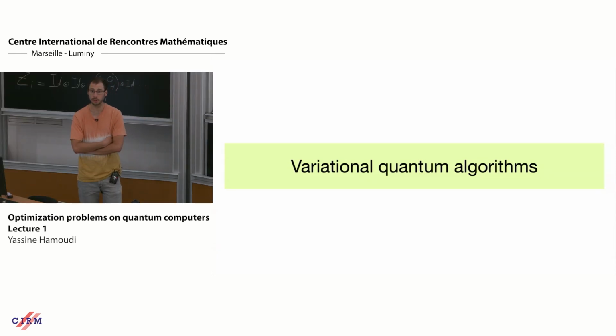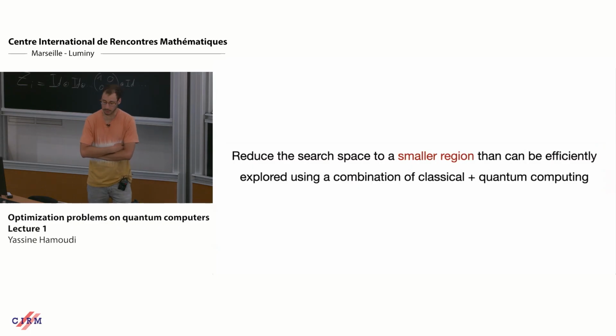Okay, so the last part is about variational methods. This is a huge family of quantum algorithms which are much more heuristic and which may give you approximate solutions. But on the positive side, they could be much faster than what we studied so far. The main idea of variational algorithms is to reduce the search space for the ground state to a smaller region which can efficiently be explored by combining classical and quantum algorithms. So it's going to be a hybrid method.